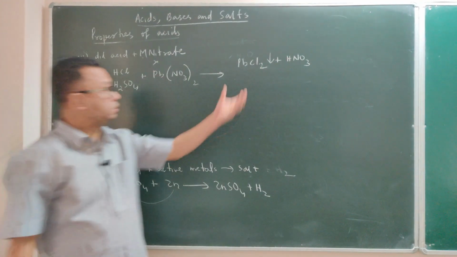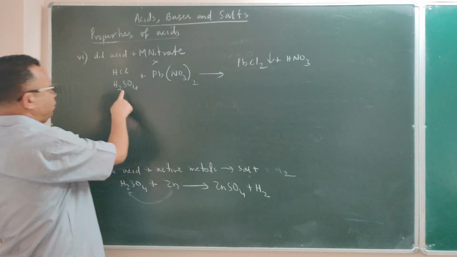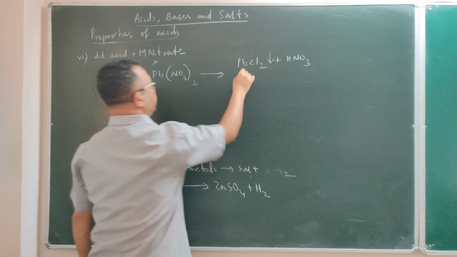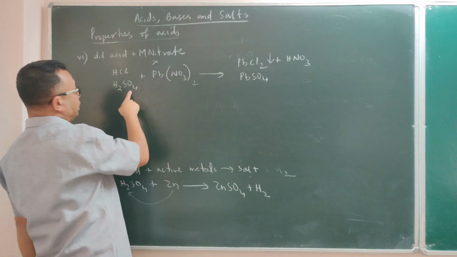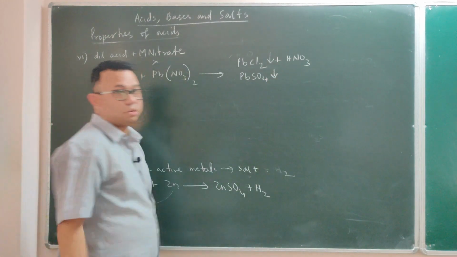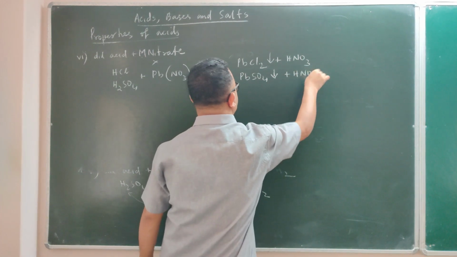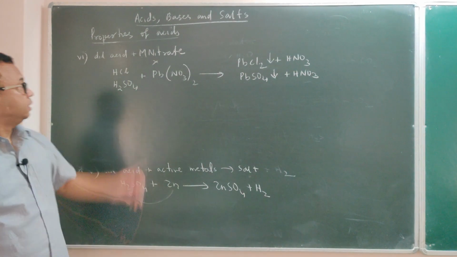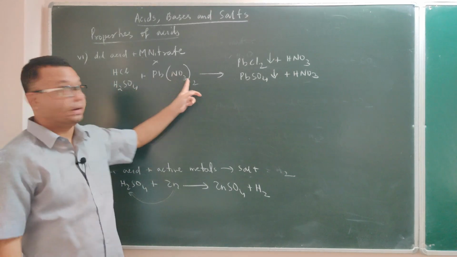So the arrow down means precipitate. So an insoluble salt is produced. In the same way, if it was sulfuric acid reacting with this, it will give you lead sulfate, PbSO4. Again Pb joins with sulfate and hydrogen joins with nitrate. So lead sulfate is also an insoluble salt. A precipitate is formed, and plus here also it is nitric acid.